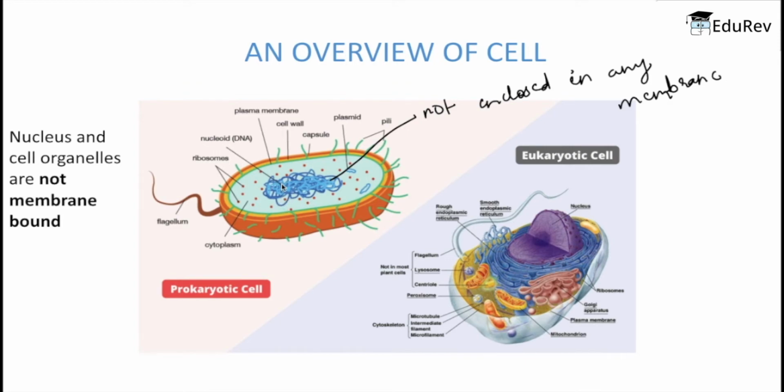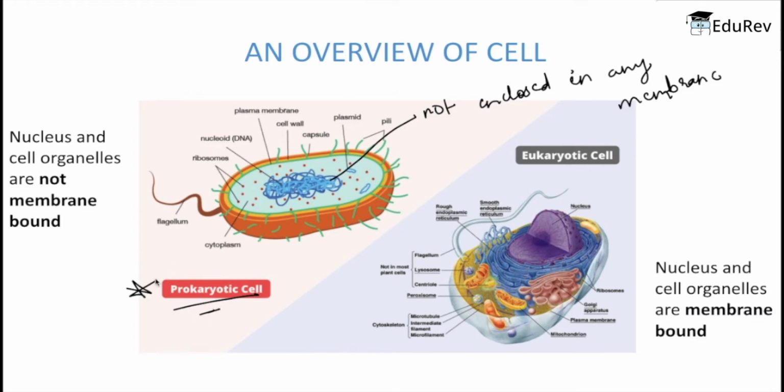So the kind of cells which are not enclosed in a membrane are known as prokaryotic cells. And the cells which have a membrane-bound nucleus and cell organelles both, as you can see in the second picture, are called eukaryotic cells.